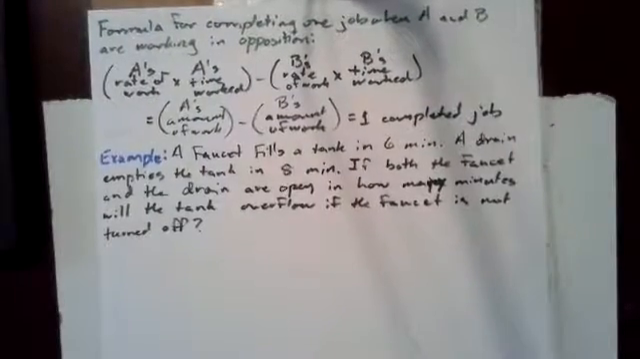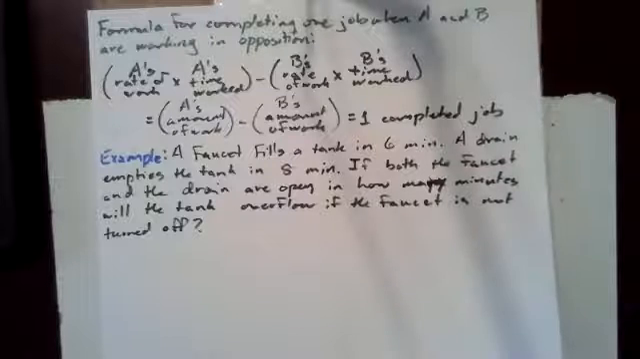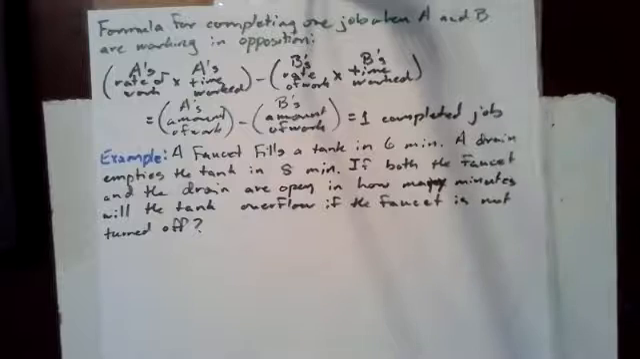The formula for completing one job when A and B are working in opposition is A's rate of work times A's time worked minus B's rate of work times B's time worked is equal to A's amount of work minus B's amount of work, which is equal to one completed job. For example, a faucet fills a tank in 6 minutes. A drain empties the tank in 8 minutes. If both the faucet and the drain are open, in how many minutes will the tank overflow if the faucet is not turned off?